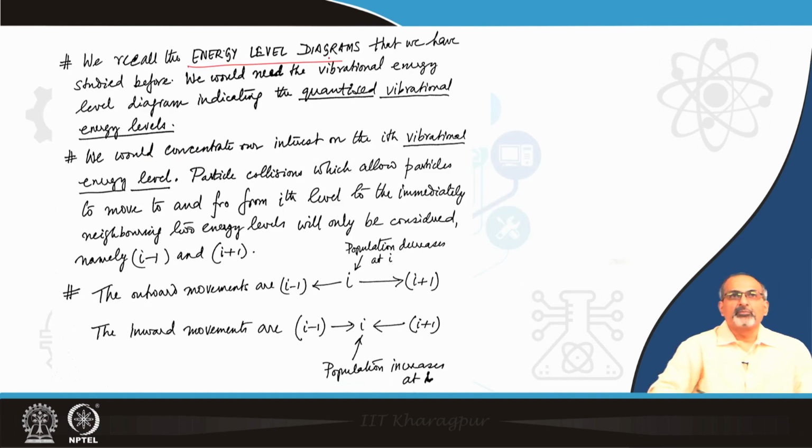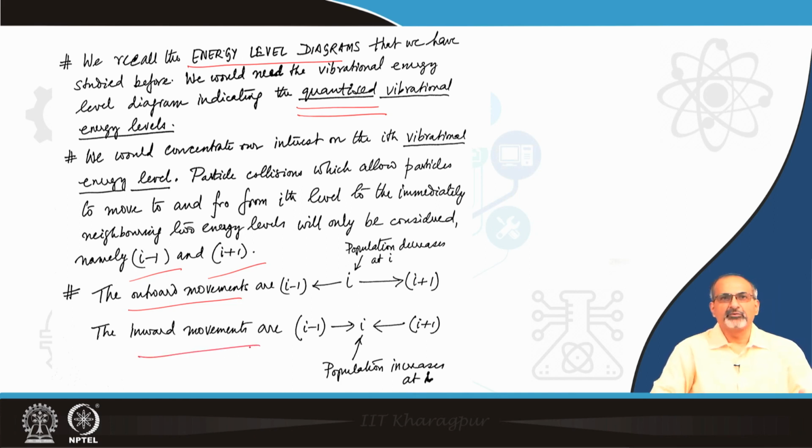At this point, we recall the energy level diagrams that we have visited several times now, and the fact that the vibrational energy level diagram indicates the quantized energy levels. We would concentrate our interest on the ith vibrational energy level, and we will look at particle collisions which can allow particles to move to and from that ith level, from and to the immediately neighboring energy levels, namely i minus 1 and i plus 1 respectively. Therefore, outward movements from i could go to either i minus 1 or i plus 1. Inward movements can be again from i minus 1 to i or i plus 1 to i.